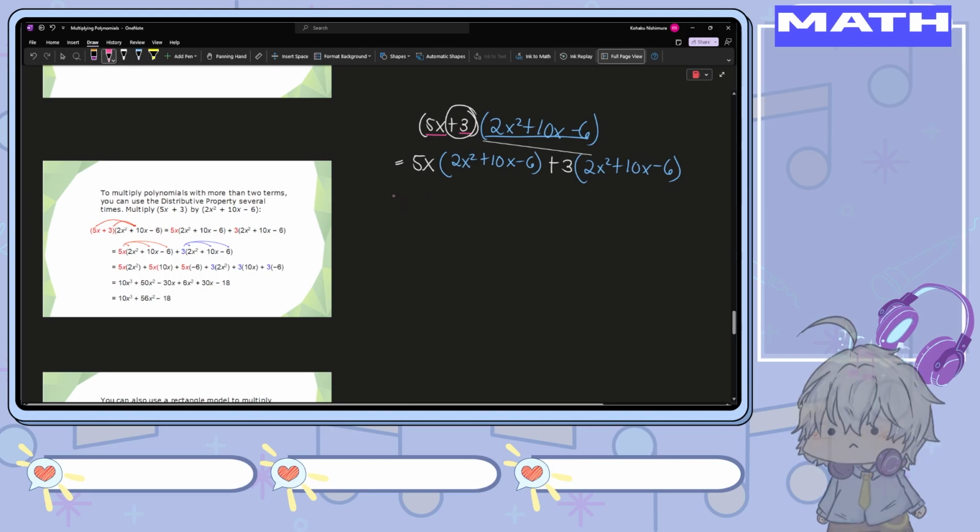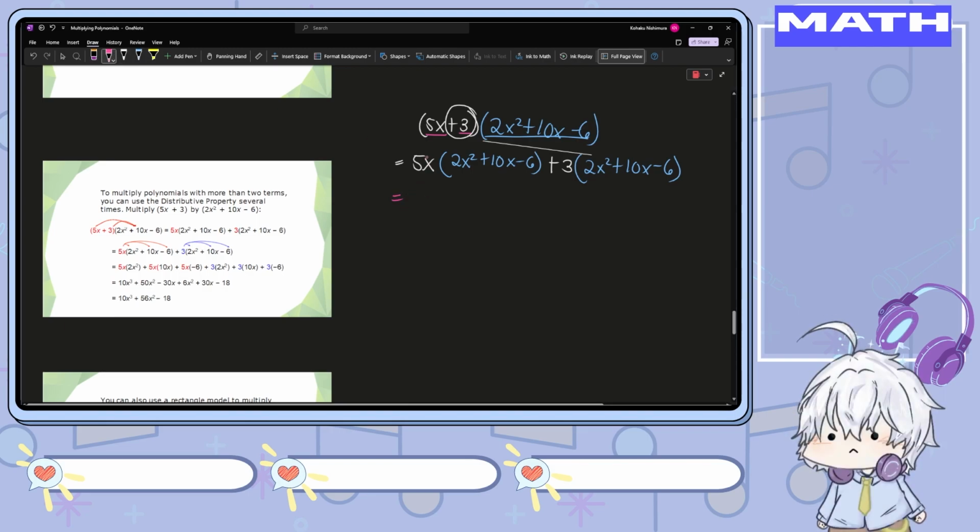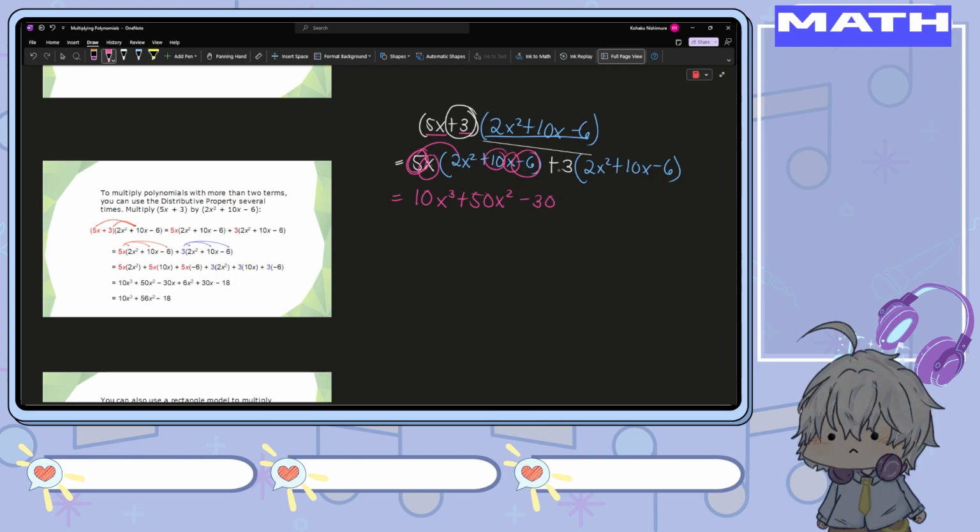Solving this one by one, 5x times 2x squared, or 5 times 2, is gonna be 10. X times x squared is gonna be x cubed. 5 times 10 will be 50. X times x is gonna be x squared. And last but certainly not the least, 5 times negative 6 is negative 30. And x times nothing, or rather no variable, is just x.